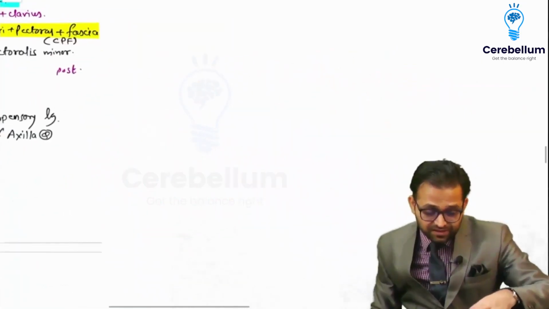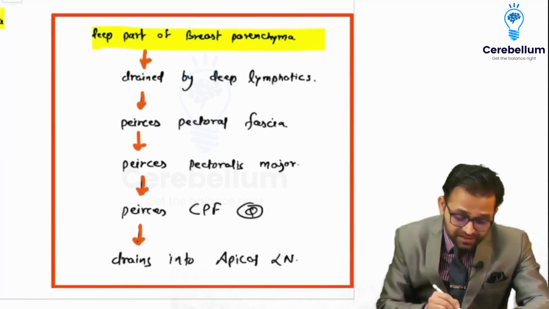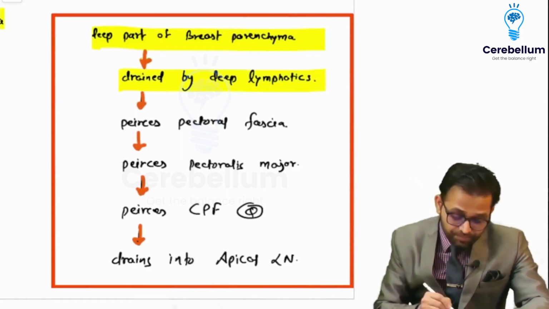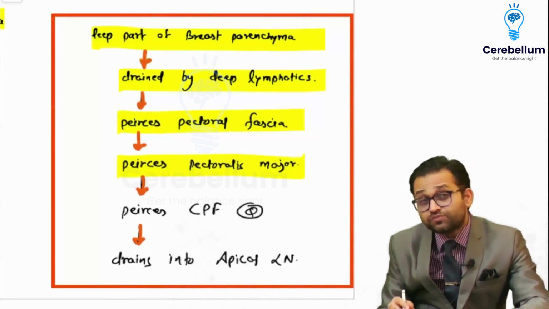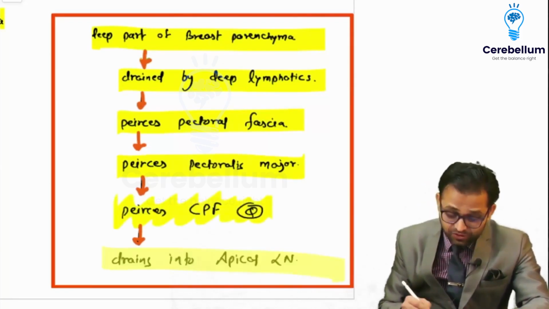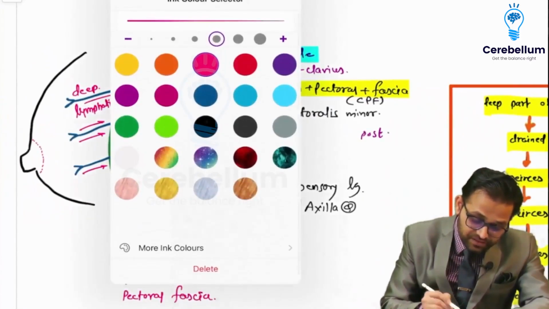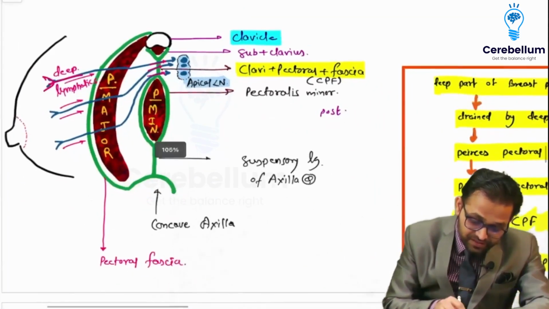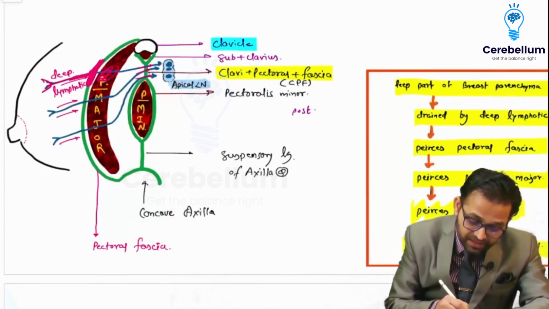Okay. Yes, these are your notes. See here, the deep part of the breast parenchyma is drained by the deep lymphatics, which pierce the pectoral fascia and also the pectoralis major. Then they pierce the clavipectoral fascia, and then drain into the apical lymph nodes. Here is the pathway, sir: the deep lymphatic drains the deep part, pierces the pectoral fascia, then the pectoralis major muscle, then the clavipectoral fascia.